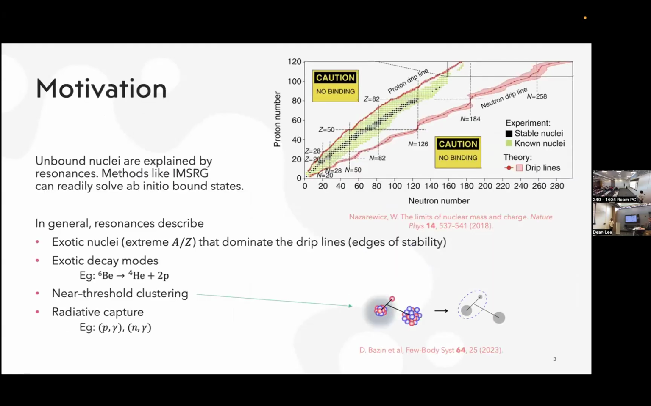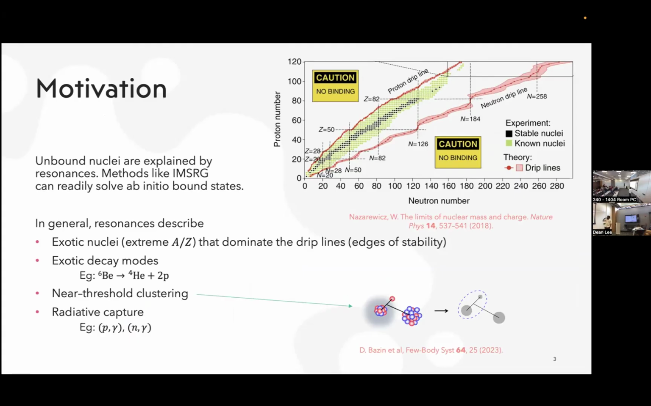To give you a motivation, if you look at the nuclear chart, you can see that most of the area is covered by unbound nuclei. So you can even say that resonances are more important than bound states. If you want to do ab initio calculations, methods like IMSRG have already been successful in attacking stable nuclei, but there's no such equivalent for resonances yet. So that's what we're trying to accomplish here.